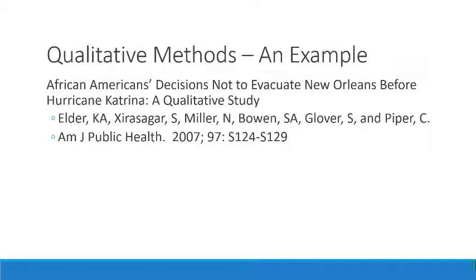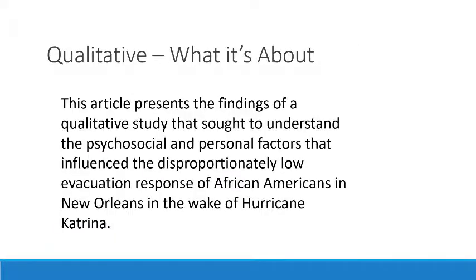We'll look at the components of the study. We'll look at some of the details from each of the sections of the article, but not all of them. You're encouraged to find additional examples of these pieces of research, as provided by the published journal article shown here. Specifically, the study sought to understand the psychosocial and personal factors that influence the disproportionately low evacuation response of African Americans in New Orleans in the wake of Hurricane Katrina. So here it is very clearly spelled out what the factors are and what is of interest, and also the population of interest in this study.